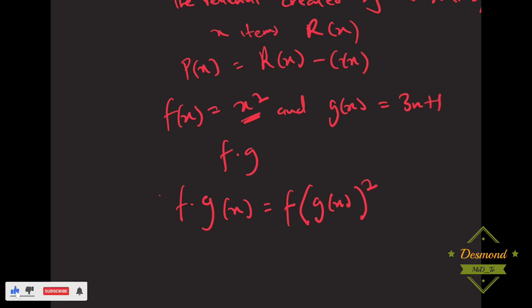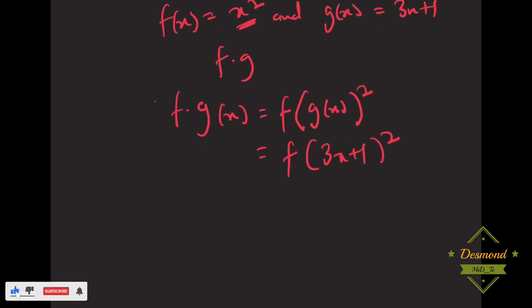So with this one, what is g of x? Let's put g of x into this box here. We get f of g of x, and g of x is 3x plus 1, so we put that inside: 3x plus 1, then squared. Very simple. We can just simplify it and you get your answer.